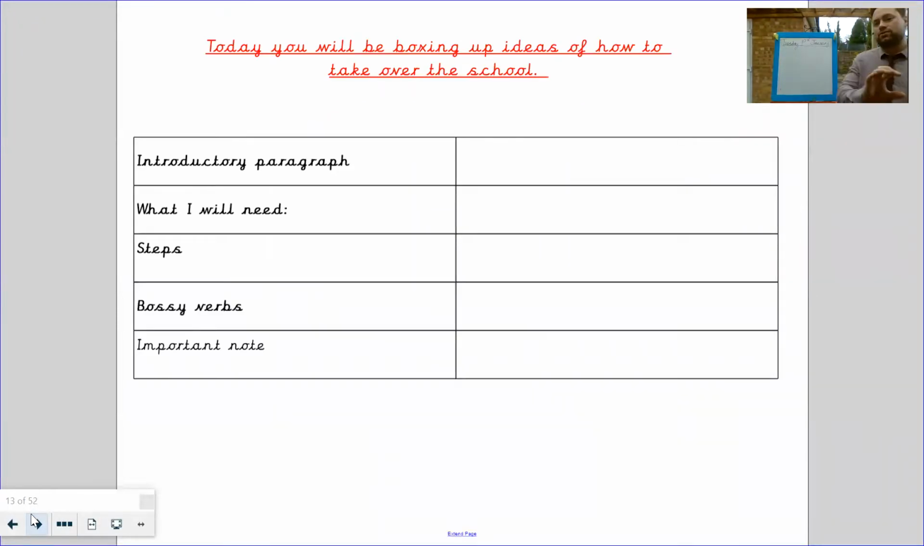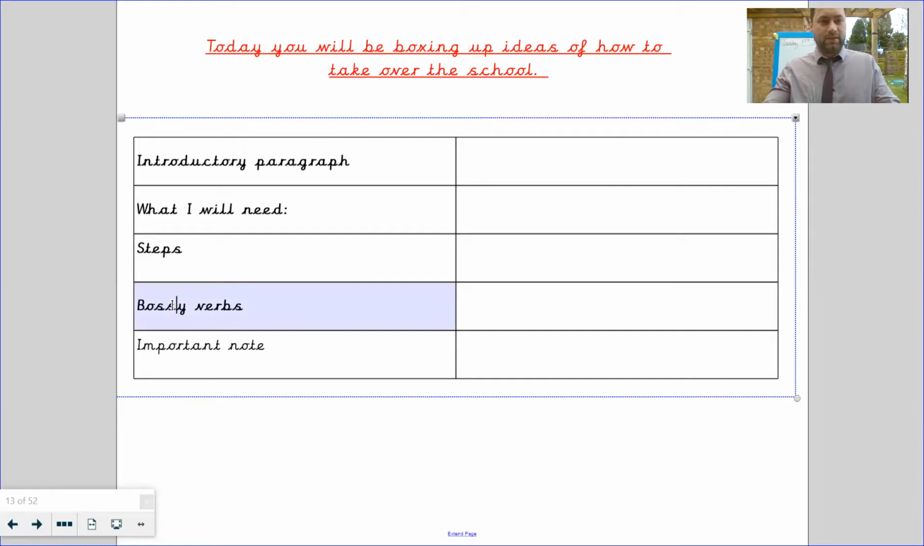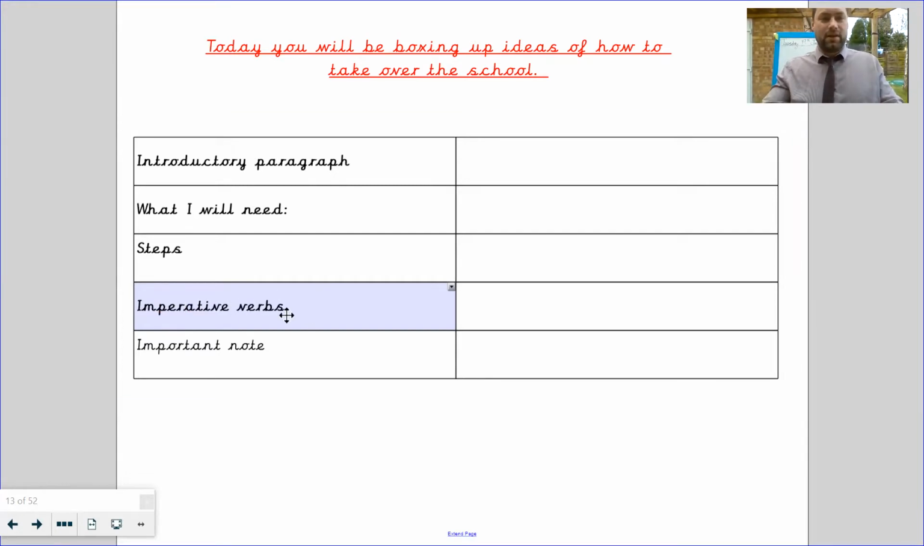So what you can do, you can screenshot this page and take a picture of it, or you can draw your own table out. You don't have to do it in a table. You could do it in the form of a spider diagram if you want to. It depends how you want to do it. But these are the things that we need to use. The word here, bossy verbs, let's change that to imperative verbs, and also let's add adverbs into that as well, because you may need to use some adverbs as well for your thing.